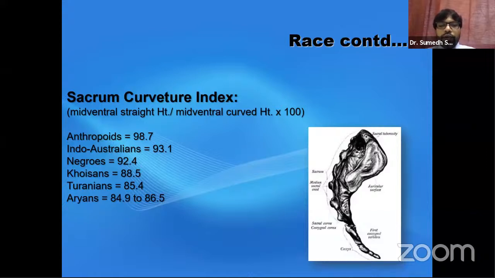Again, in anthropoids, the range is 98. In Indo-Australians, 93. Negroids, 92. Khoisans, 88. Turanians, 85. And Aryans, the range is given as 84 to 86. Anthropoids is the term which is actually relevant to the other primates besides human beings. So what are those other primates? They are chimpanzee, orangutan, gorilla. Likewise, these are called primates, so they come under anthropoids.